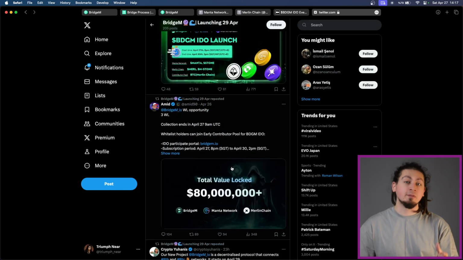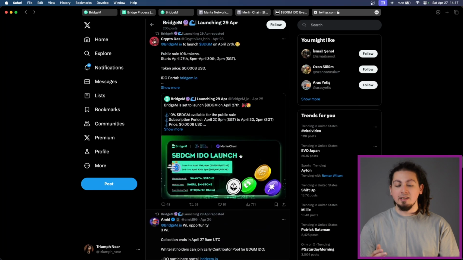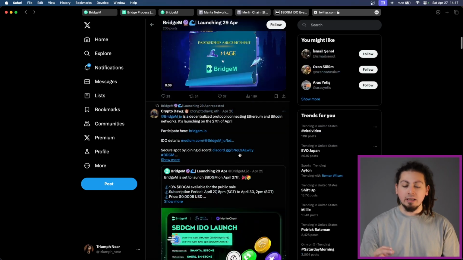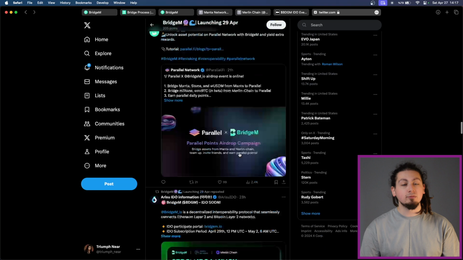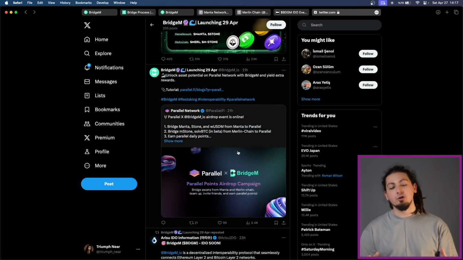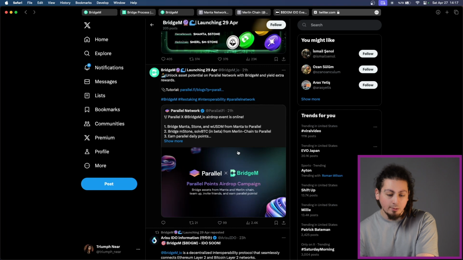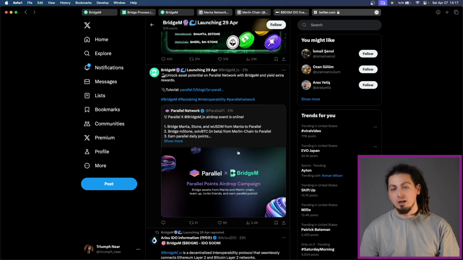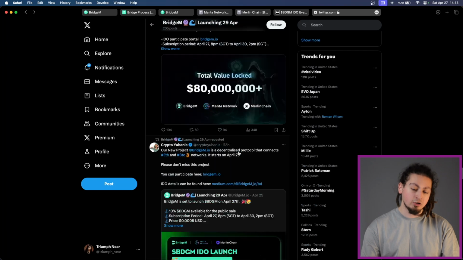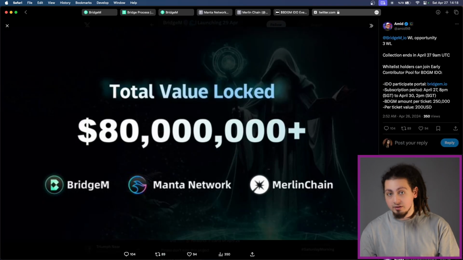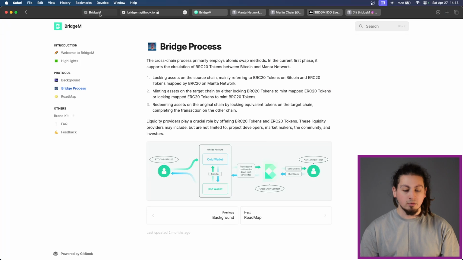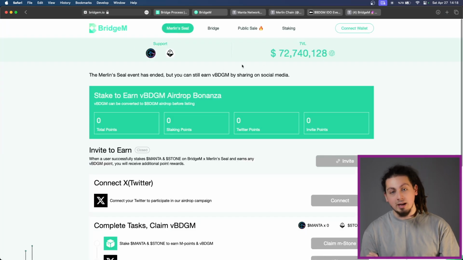With partners such as Manta and MERLIN, BridgeM is to leverage the technology and expertise of both platforms, ensuring a seamless user experience and robust security for its users. They also want to revolutionize interoperability with Manta Network and MERLIN chain, because BridgeM wants to be at the forefront of blockchain innovation, offering groundbreaking interoperability that has never been seen before, with solutions for Ethereum Layer 2 and Bitcoin Layer 2 networks.